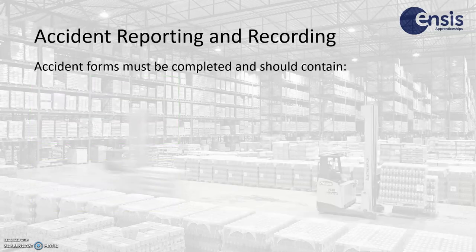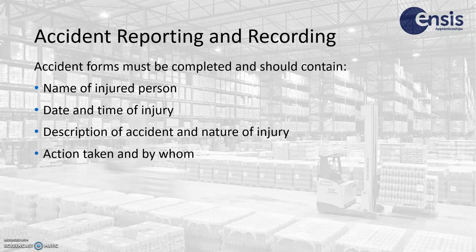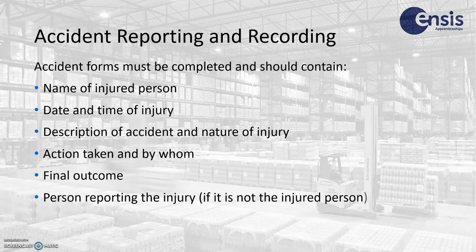Accident forms must be completed whenever there is an accident in the workplace, and they should contain the name of the injured person, the date and time of the injury, a description of the accident and the nature of the injury, the action taken and who has taken that action, and any final outcome must be documented also. The person reporting the injury if it is not the injured person themselves.